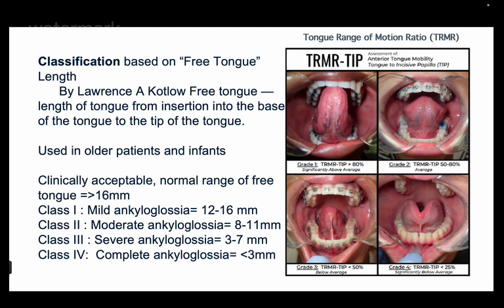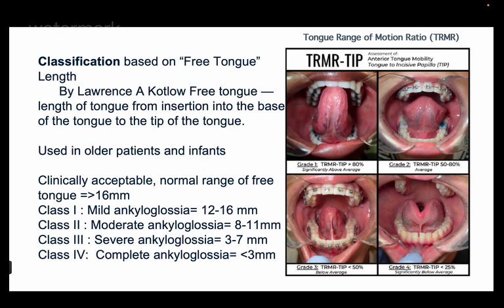Based upon that, free tongue length of more than 16 mm is considered normal. 12 to 16 mm is mild ankyloglossia. 8 to 11 mm is moderate ankyloglossia. 3 to 7 mm is severe ankyloglossia, and less than 3 mm is complete ankyloglossia.